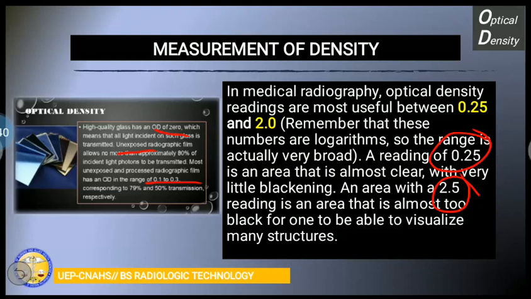So it is not that complicated sometimes, class. It's not just about how black it is. There are measurements. And remember, the important optical density readings are from 0.25 to 2.0. Below that, the film is already too clear, and that optical density is not acceptable. Above that, it is already too high, and that optical density is also not acceptable. Again, we would like to emphasize that the blackness of a radiograph is important.